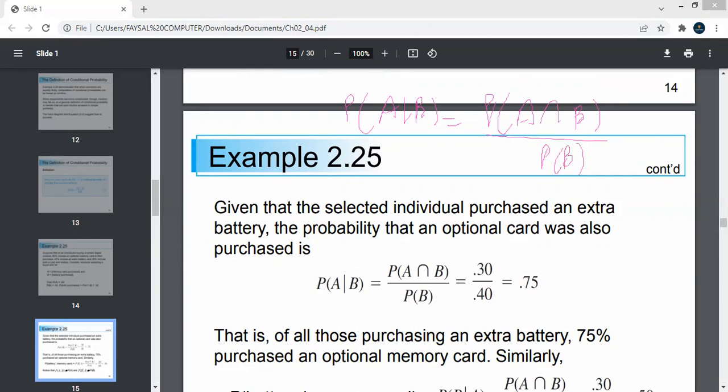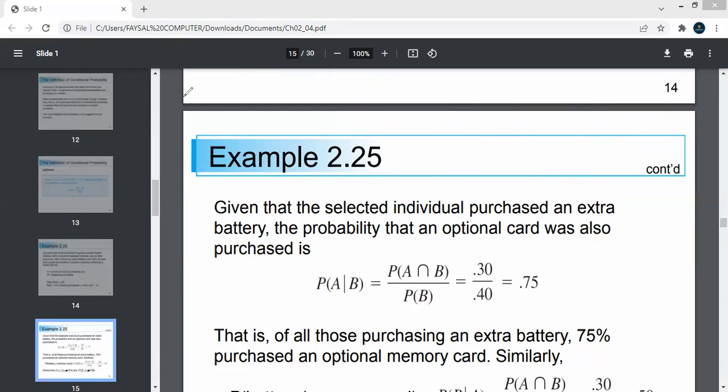So this will be equal to the probability of A intersection B, which is 0.30, divided by the probability of B, which is 0.40. So the answer is 0.75 for my system. That is, of all those purchasing an extra battery, 75% purchase an optional memory card.